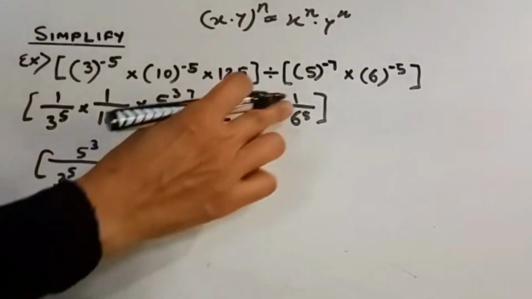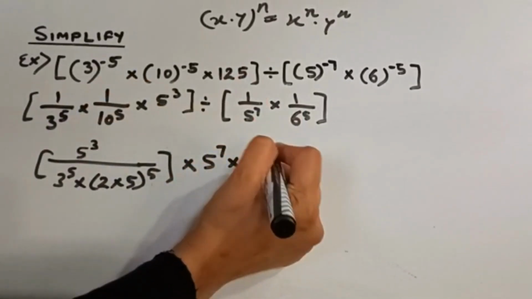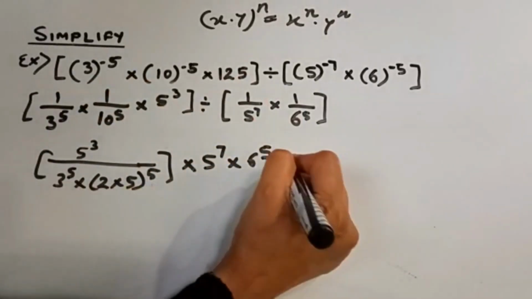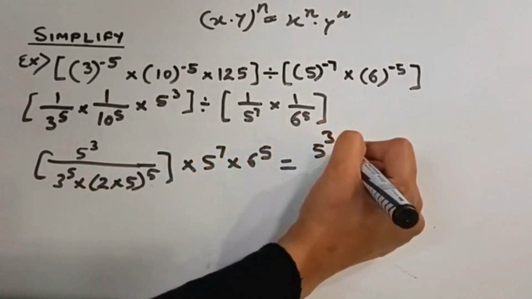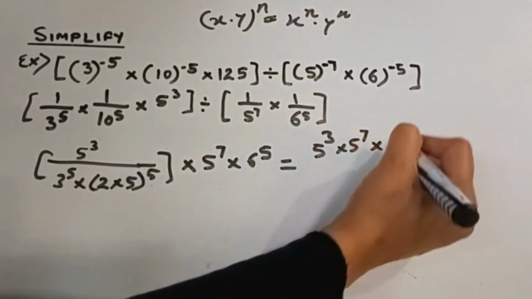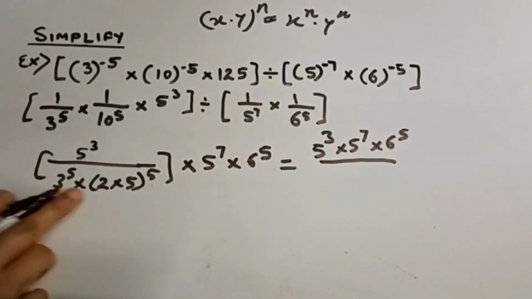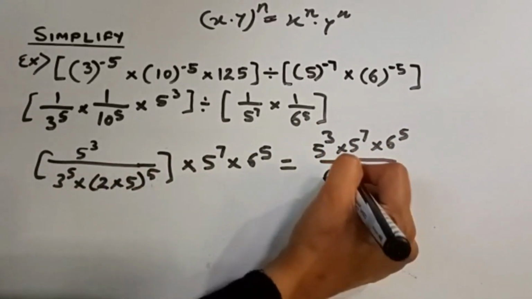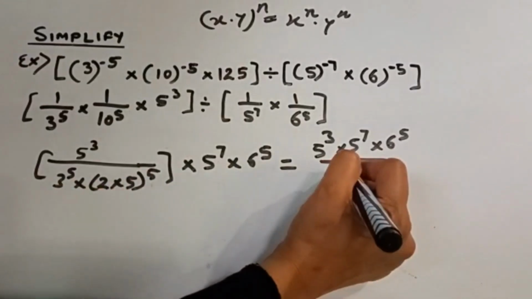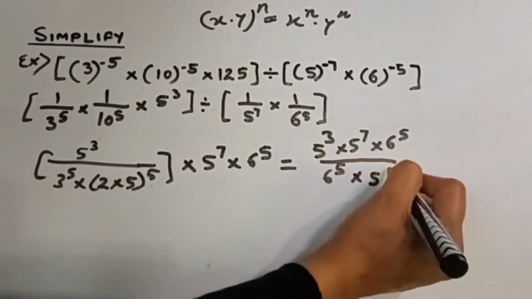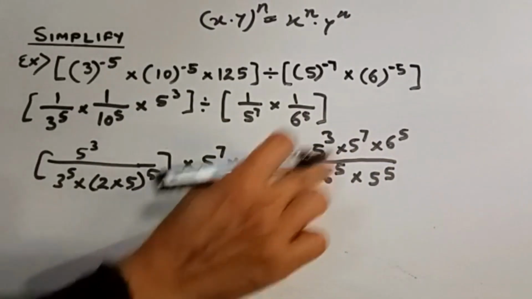Multiplying, and I am taking inverse of it, 5 raised to 7 into 6 raised to 5. This again becomes 5 raised to 3 into 5 raised to 7 into 6 raised to 5 upon 3 raised to 5. 2 raised to 5 is 6 raised to 5, same formula. 2 3s are 6 raised to 5 into 5 raised to 5. 6 raised to 5, 6 raised to 5.